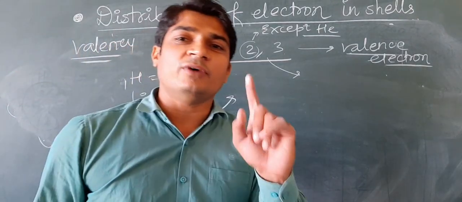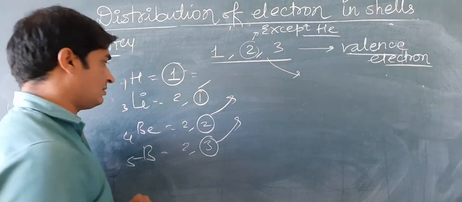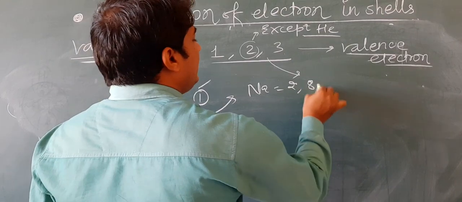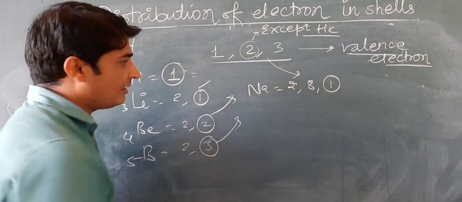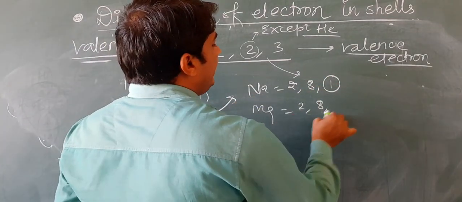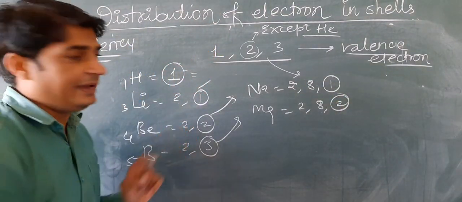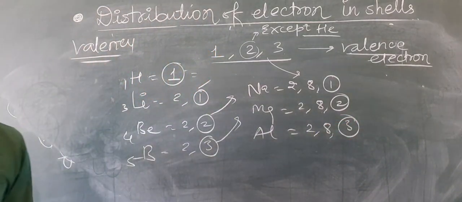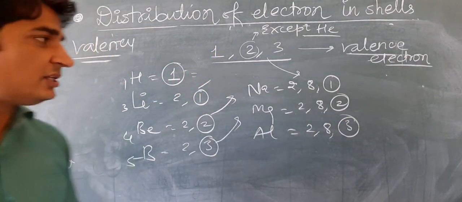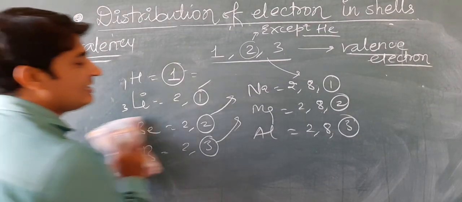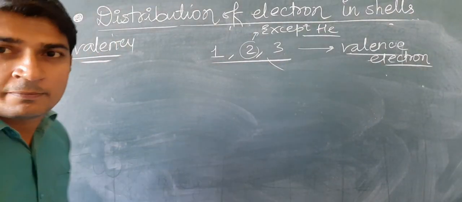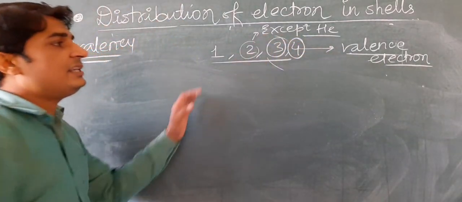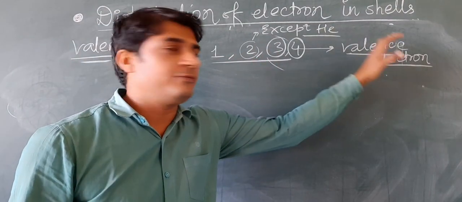So if there are 1, 2 or 3 electrons, some other examples we can take. Sodium 2,8,1: 1 is the valency of sodium. Magnesium 2,8,2: 2 is the valency of magnesium. Aluminium 2,8,3: 3 is the valency of aluminium. So in this way, if there are 1, 2 or 3 electrons in the outermost shell, that is the valency. Or we can say 4 also. If valence electrons are 1, 2, 3, 4, that number is the valency.